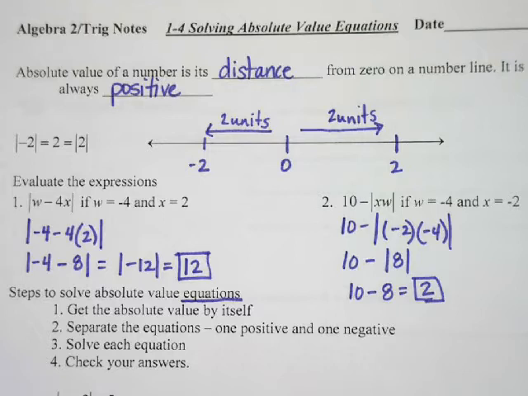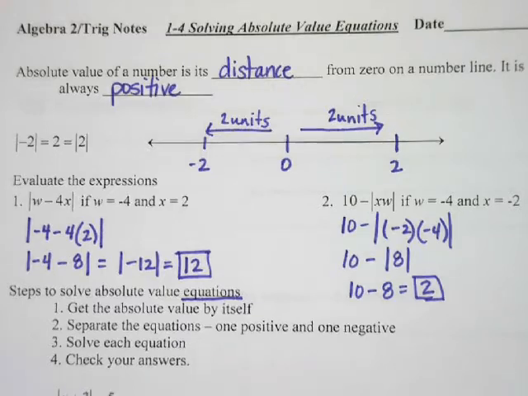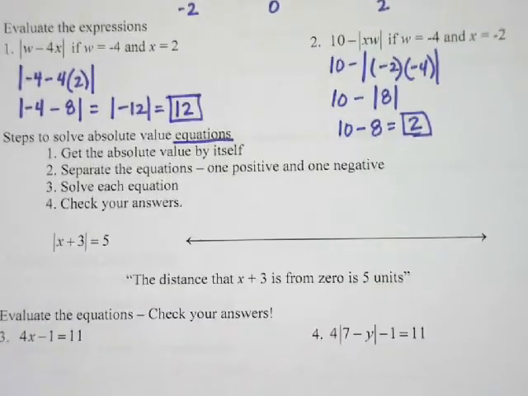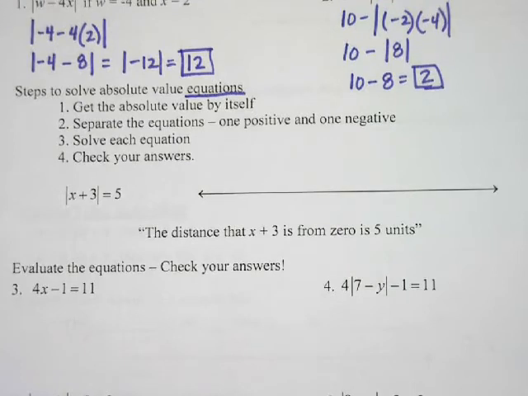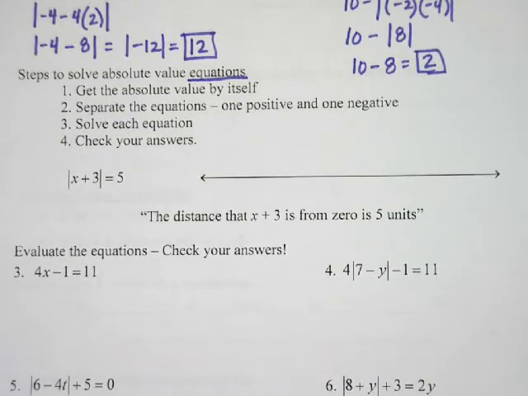You have to check your answers. Sometimes we do everything right, and we end up with an extraneous solution. Extraneous means it doesn't work. We did all the math and everything correct, but it doesn't work. Okay? So, let's figure out why we get two equations. So if you look right there, it says the absolute value of x plus 3 is equal to 5. That means the distance that x plus 3 is from 0 is 5 units.